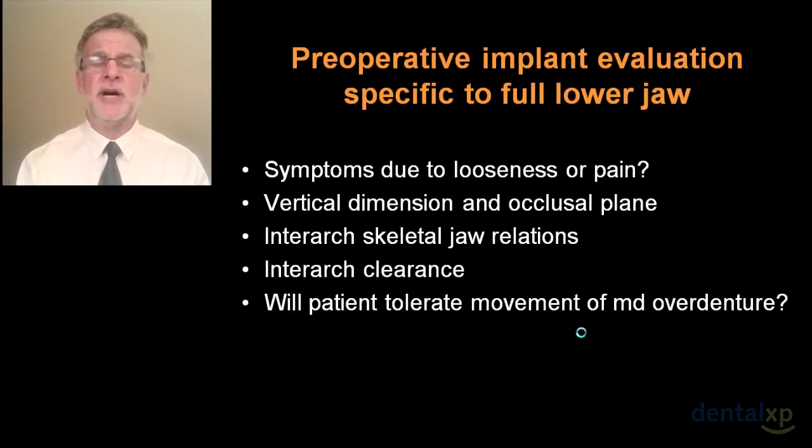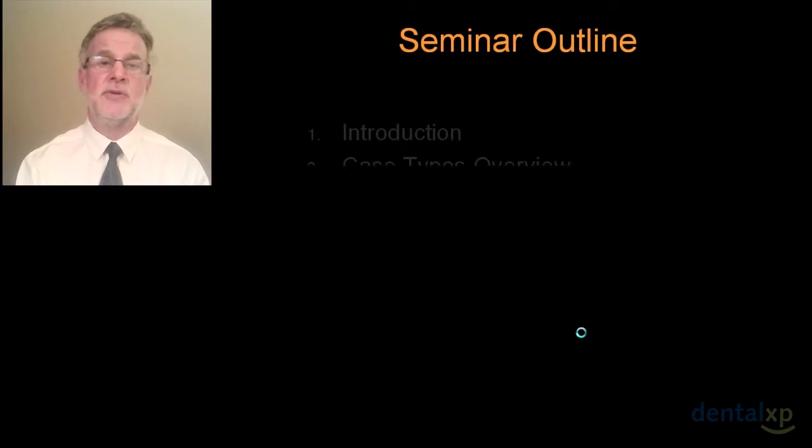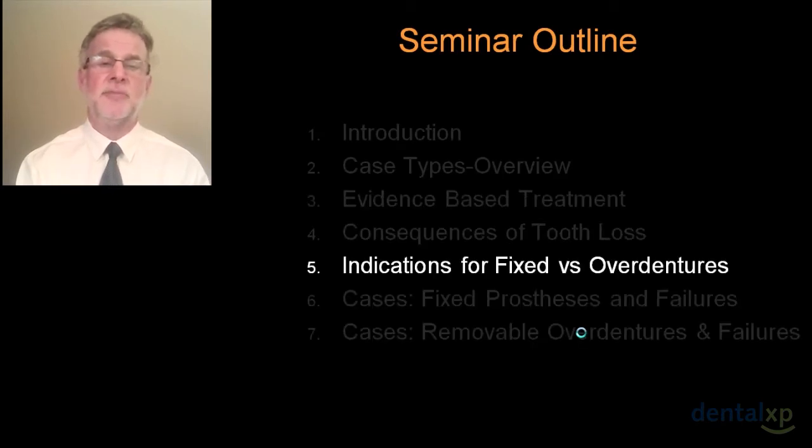Specific to the lower jaw, if the patient is having symptoms, we need to find out: is it just looseness, or are they having pain? Perhaps the mental nerves are being impinged upon. We have to assess the vertical dimension, occlusal plane, interarch skeletal jaw relationships, interarch clearance, and in determining the number of implants we want, we have to determine if the patient can tolerate some movement of the denture, where we might just use 2 implants, or maybe we'll need more than 2 if they cannot tolerate movement.